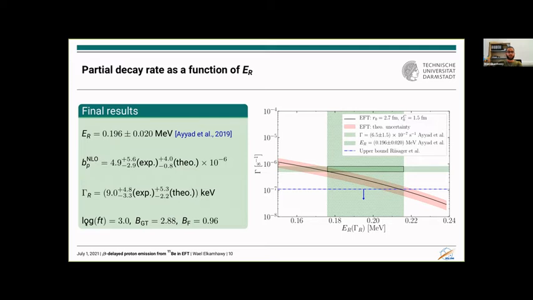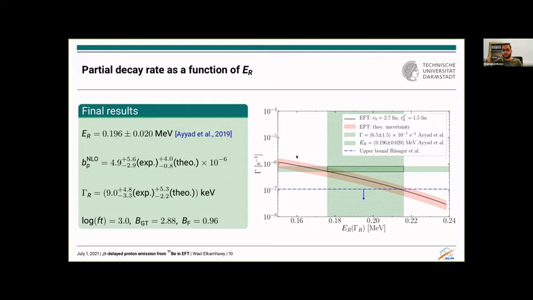And we also calculated the corresponding log FT value to be 3.0 with beta strengths for a Gamow-Teller transition 2.88 and for a Fermi transition 0.96. If we would not include the Fermi transition, only consider the Gamow-Teller transition, we would get the same beta strengths of 2.88 here, but a log FT value of 3.1. And on the right-hand side, we did an analysis taking a look at the partial decay rate here as a function of the resonance energy. So let me explain the busy plot here.